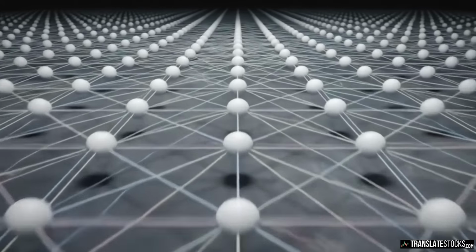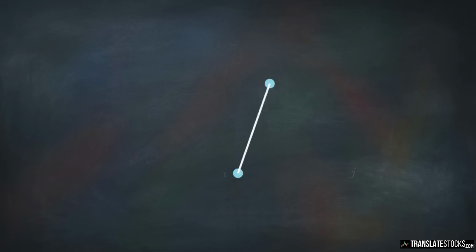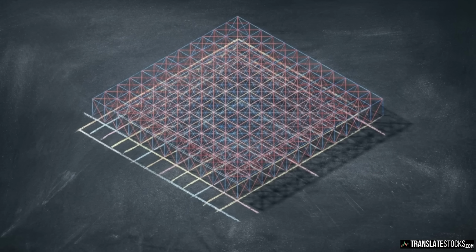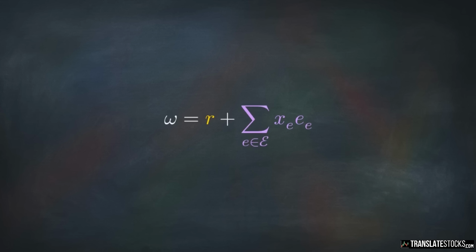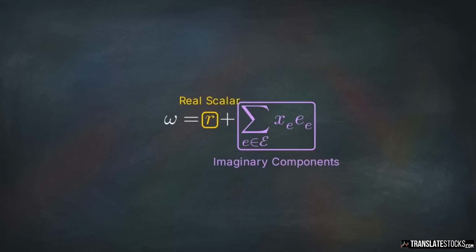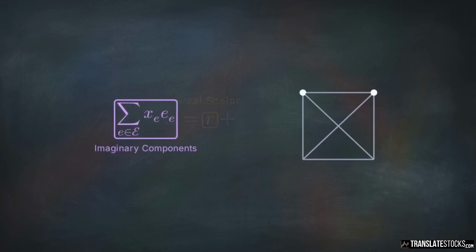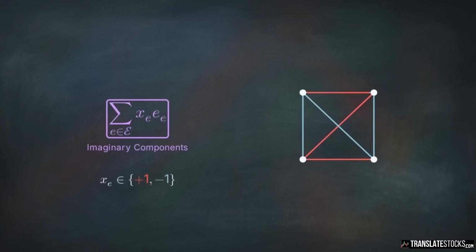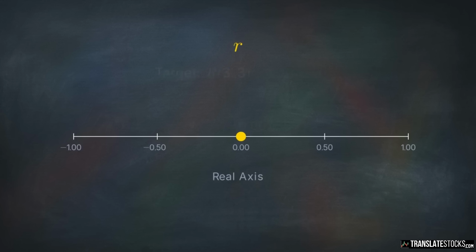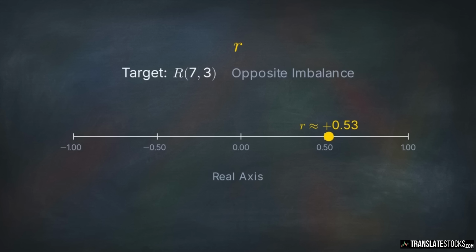Every connecting line in the infinite network is assigned its own dedicated geometric axis. The Infiniteon is a rigorously defined algebraic structure that creates a geometric home for infinite graph data. This equation defines an Infiniteon, splitting into a real scalar, r, and imaginary components, xe. Graph colors set xe to positive or negative 1. The real part, r, dictates the search criteria, translating any target-click imbalance into a measurable coordinate on the real axis.